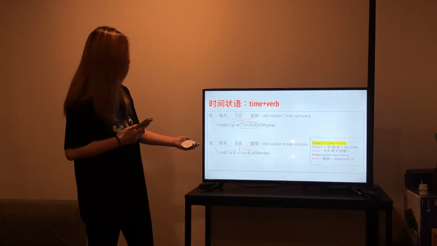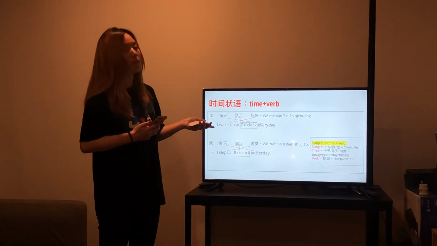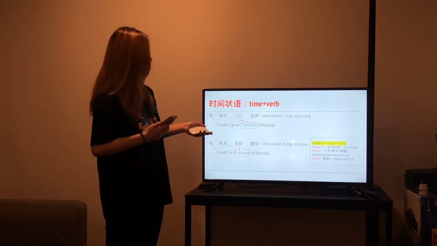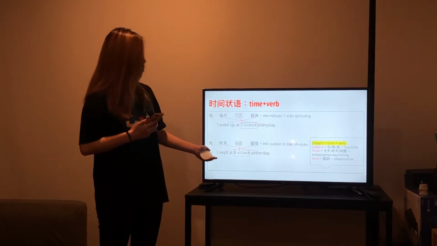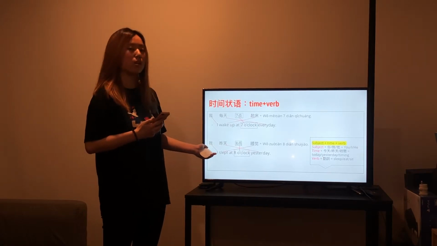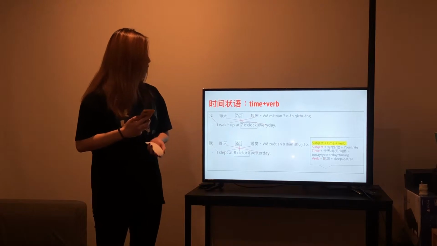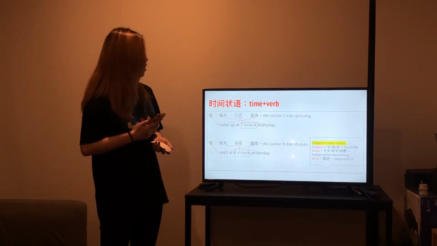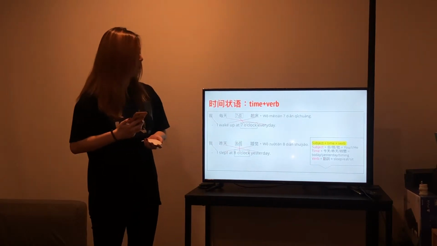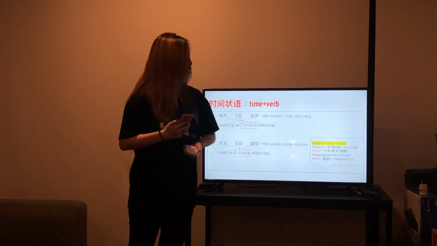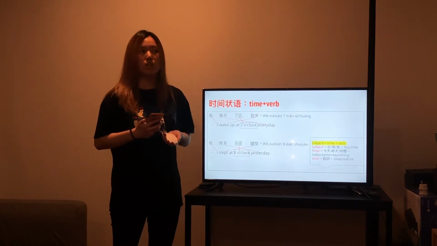The other example is 我昨天8点睡觉. This is just like the last one. The subject is 我, which is I. 昨天8点 is 8 o'clock yesterday. And the last vocab is sleep, that is 睡觉.